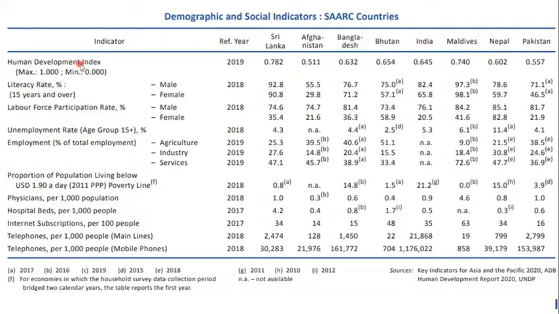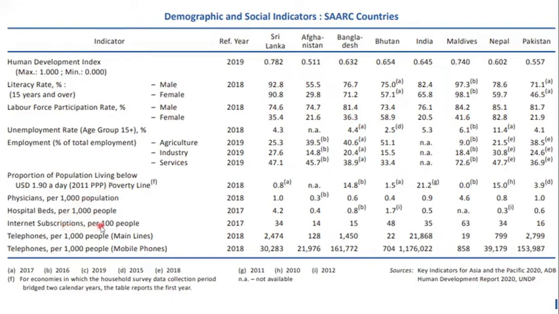This shows the Human Development Index with the reference year of 2019, and Sri Lanka has recorded the highest HDI. Accordingly, literacy rates across the countries and labor force participation are shown here. Literacy rates are higher for Sri Lanka as well as Maldives. When we consider labor force participation for males and females, it's equally higher when we consider Nepal.